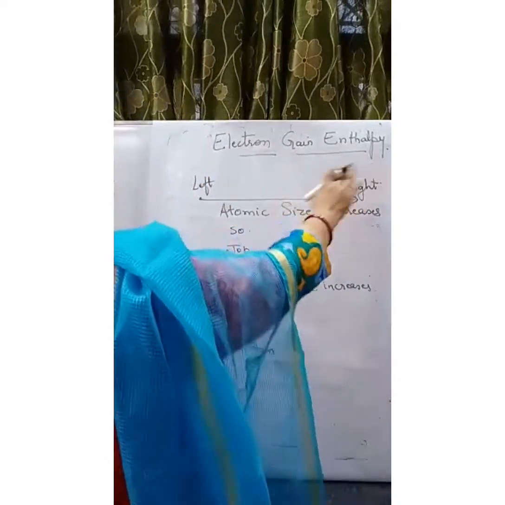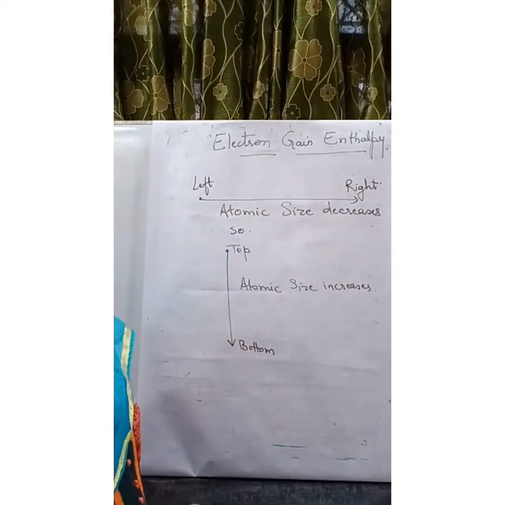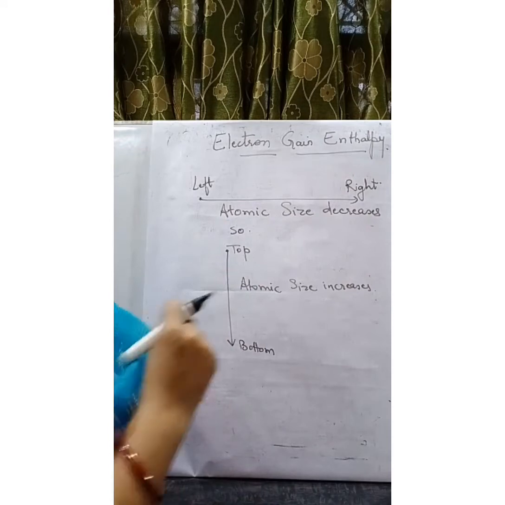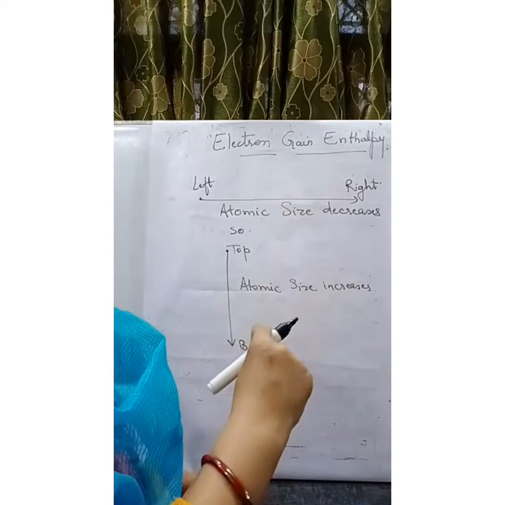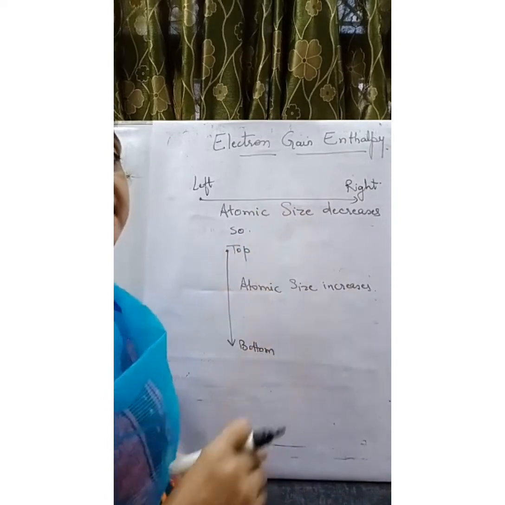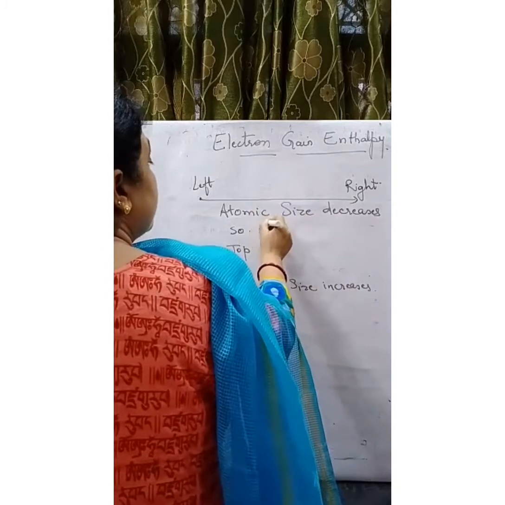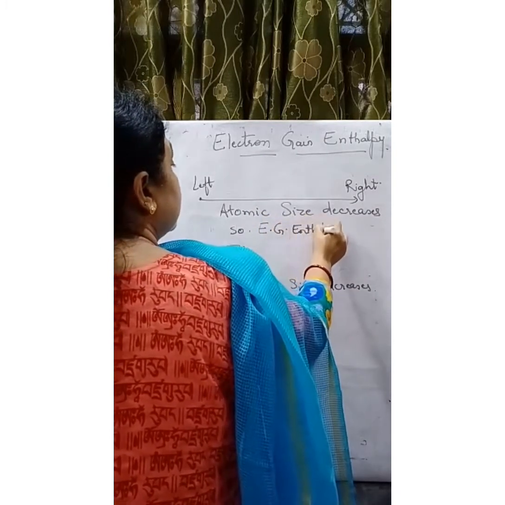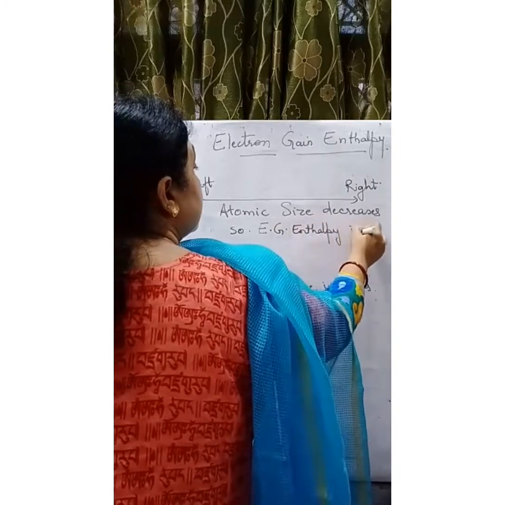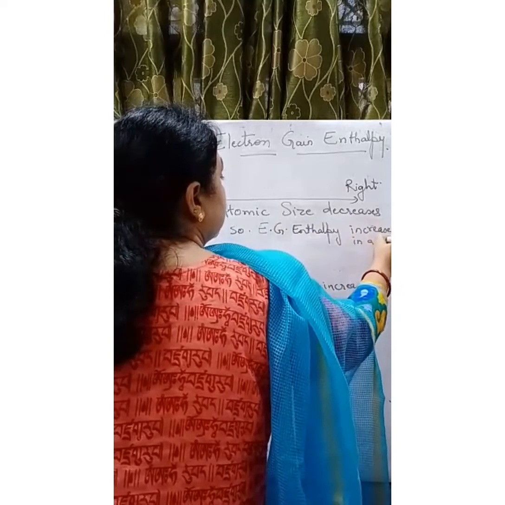Now let us see, as we move from left to right in a period, atomic size decreases. The nucleus has strong force of attraction for the outer electron. So in such a case, if an electron is coming from outside, the nucleus can readily attract that electron. So we can say electron gain enthalpy increases in a period.